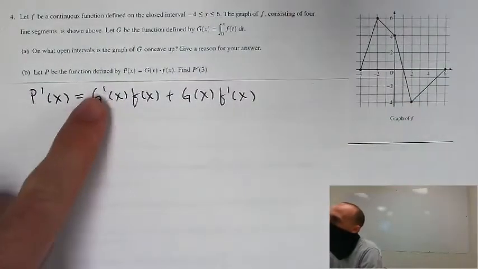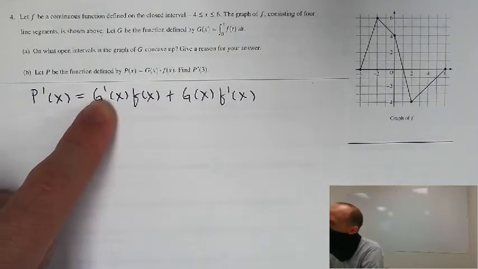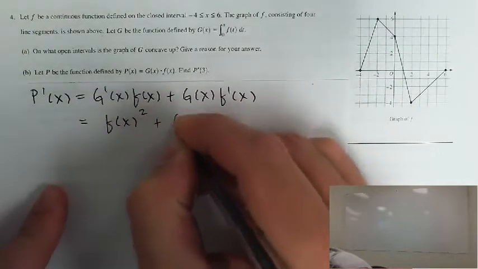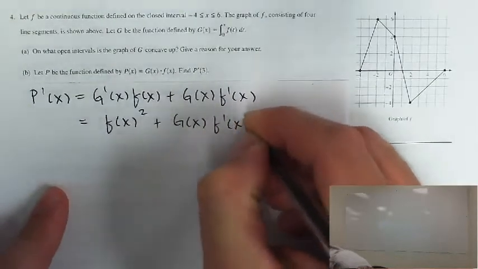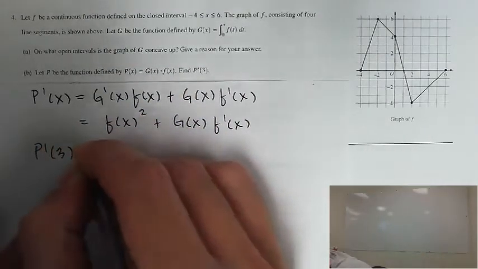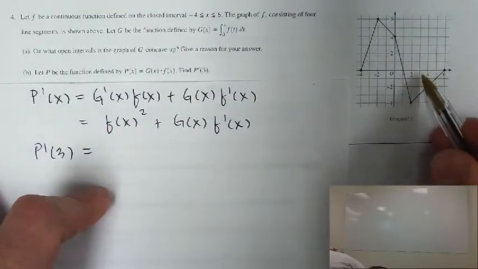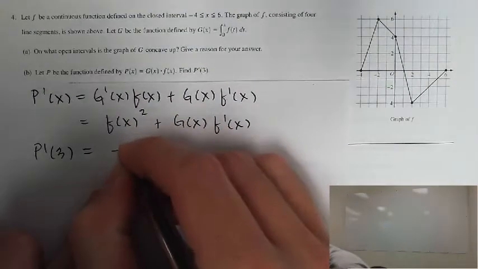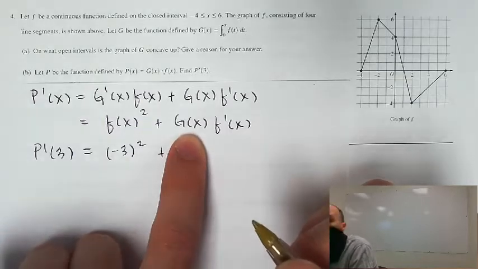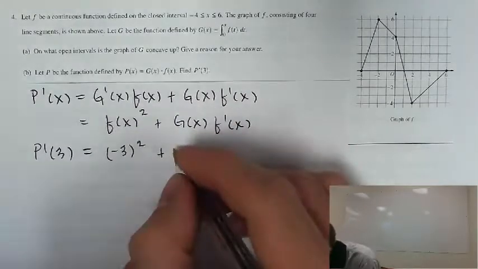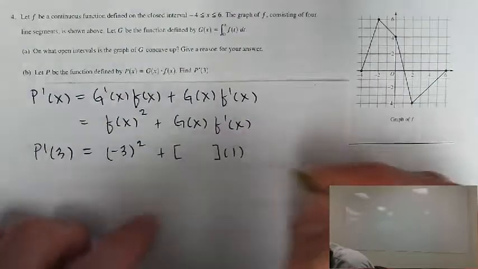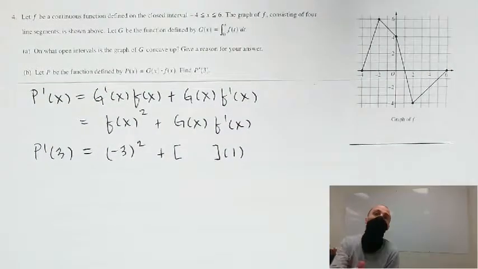But since I know already that g prime of x is equal to f of x, I might just say, you don't have to do that, but I might just say f of x squared plus g of x f prime of x. Okay. So that p prime of 3 is equal to f of 3, which is, what is it, -3? Okay, -3 to the 2 power plus g of 3, that's going to take some work here. Okay, so I'm going to just hold on to that for a second. And f prime of 3 is equal to 1.